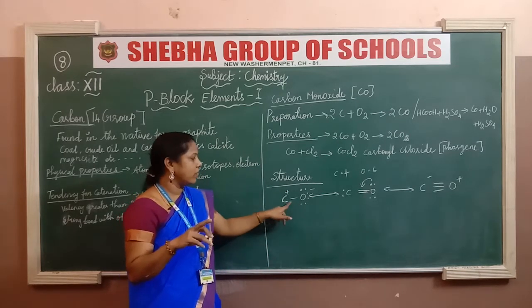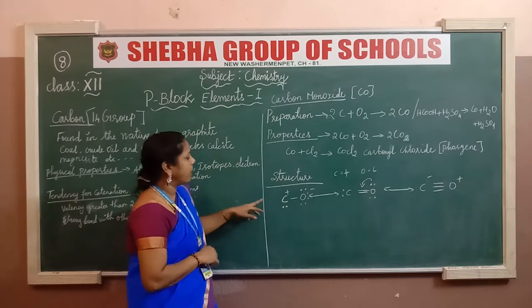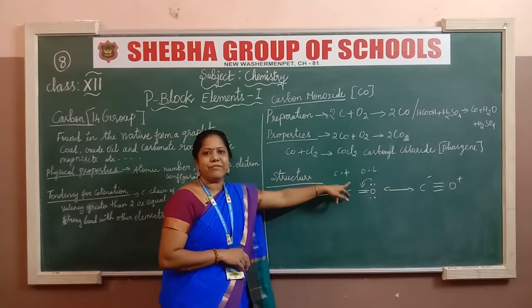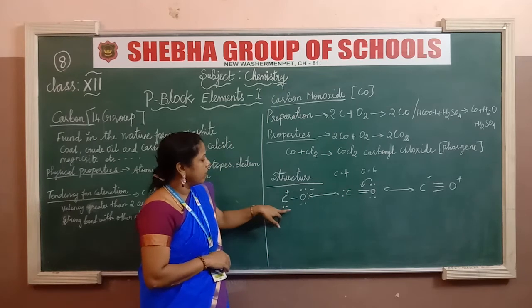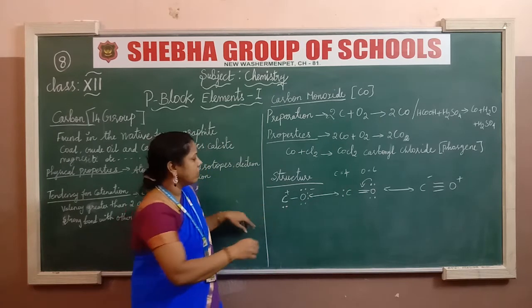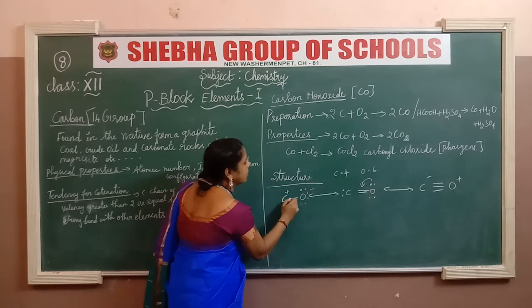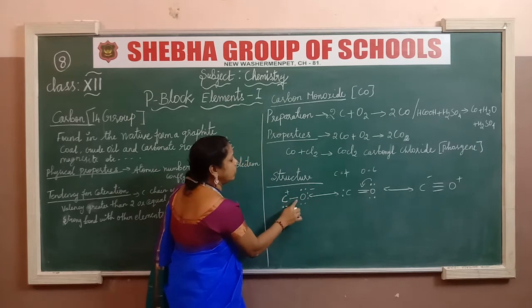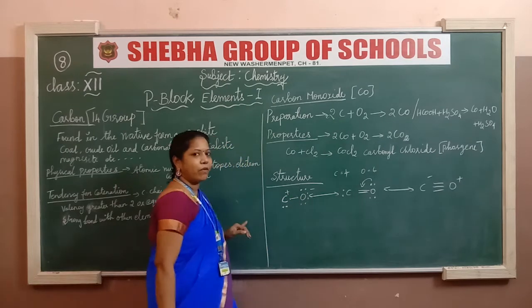So if there are 2 electrons, we can make a single bond. So carbon has totally 4 electrons. I have already dotted 2 dots, and for one single bond, that makes 4: 1, 2, 3, 4. That is the 4 valency electrons.